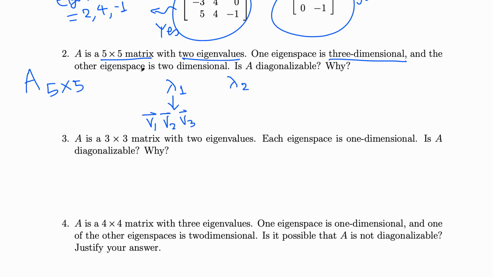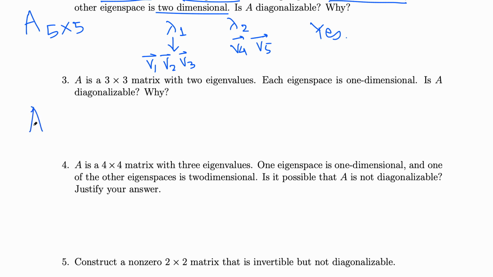And the other eigenspace, from this eigenvalue, is 2-dimensional. So we get 2 eigenvectors. So V3, say V4, V5. Is A diagonalizable? Yes, because these vectors will always be linearly independent. A is a 5 by 5 matrix and we got 5 linearly independent eigenvectors. That's why A is diagonalizable. Yes, that's by a theorem, because we have 5 linearly independent eigenvectors.